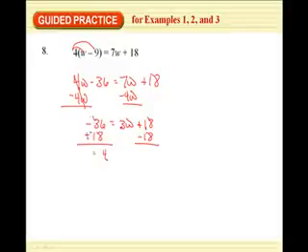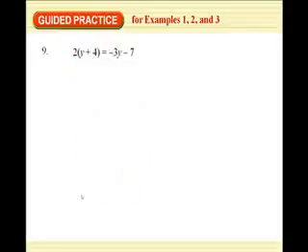14, carry the 1 through. Negative 54 equals 3w. Divide by 3. 3 goes into 54 eighteen times: 24, 18. Negative 18. So a lot of algebra right there.